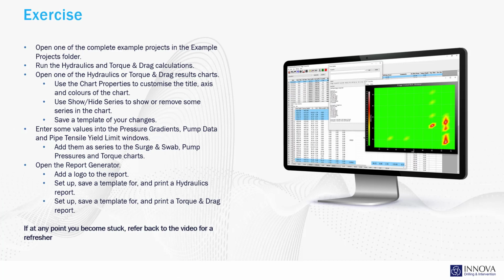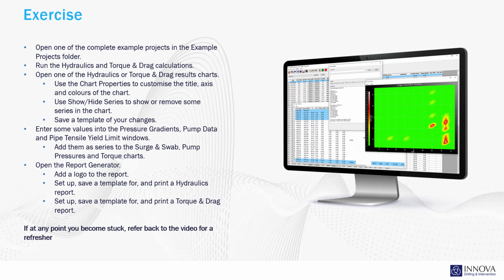Now we can move on to the exercise. For this exercise, you'll need a project with all your inputs already set up. So you can use one of your own projects if you want, or you can use one of the example projects. You can find the example projects in the example projects folder inside your engineering install directory. Once you've opened up a project, run the hydraulics and torque and drag calculations, and then open up one of the charts in the hydraulics or the torque and drag results menu.